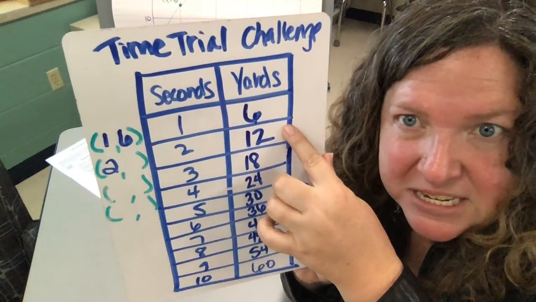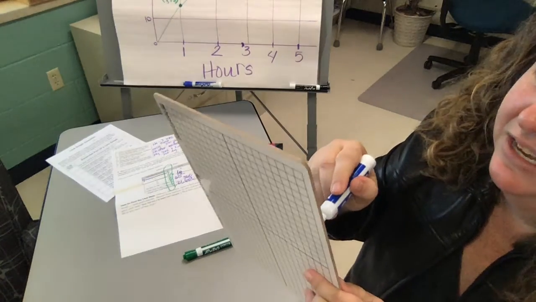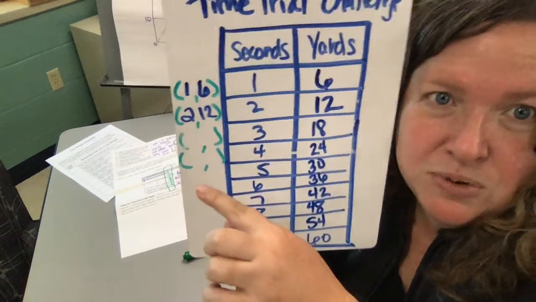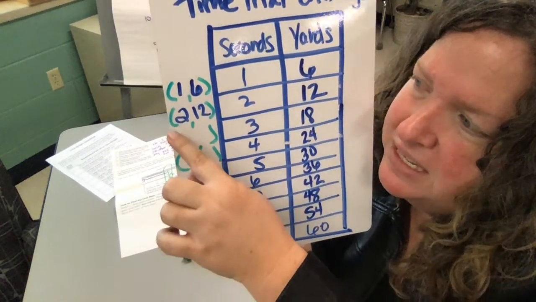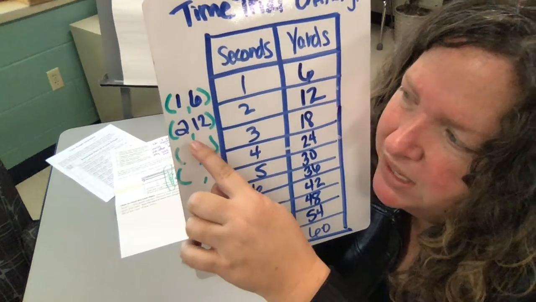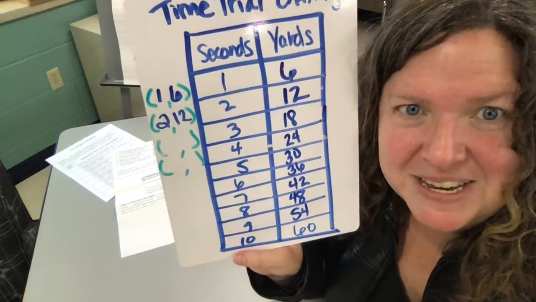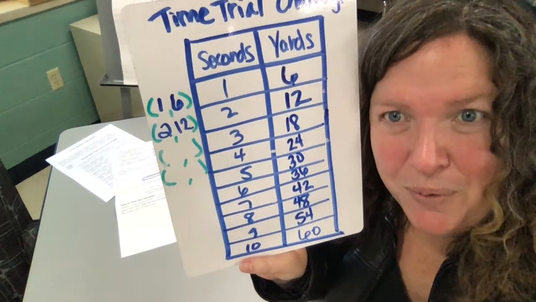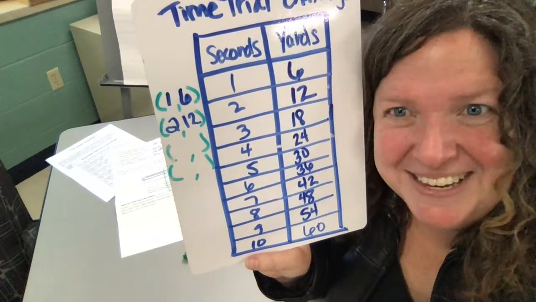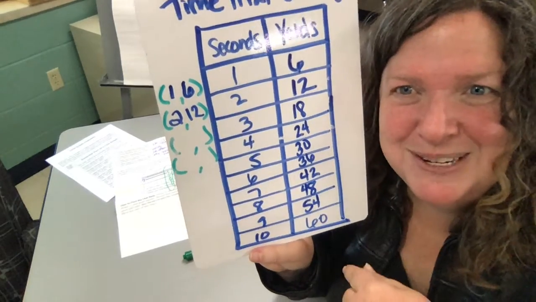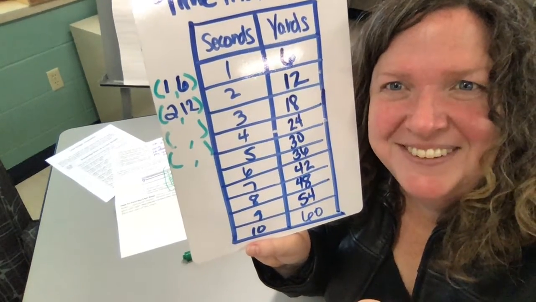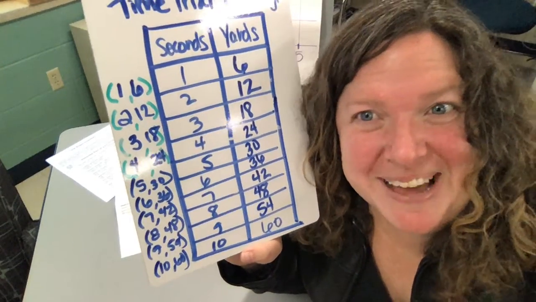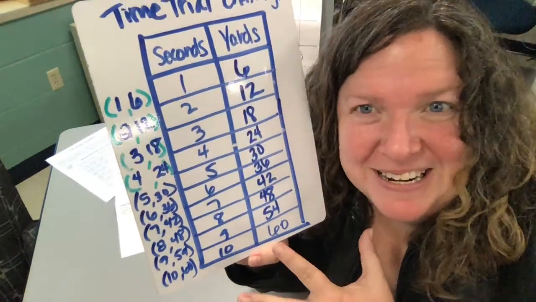The yards is on the y-axis, so that's the second number. So the ordered pair for this one is parenthesis 2, comma 12, parenthesis. Go ahead and do that for your whole thing. Turn your whole data table into ordered pairs. I'm going to do the same thing, and I'll be right back with you. If you're back, I hope it means that you're completed as well.